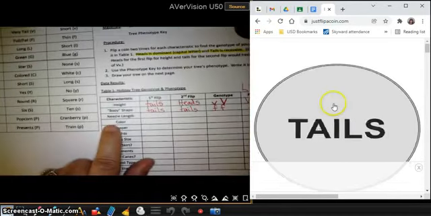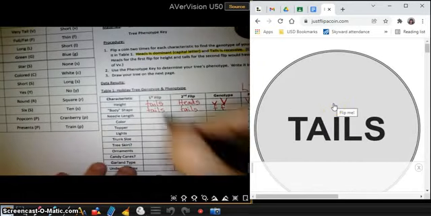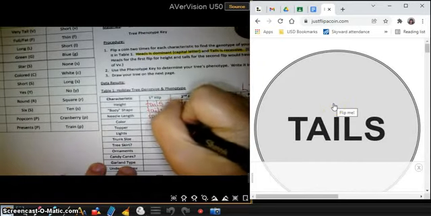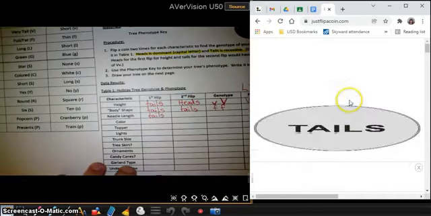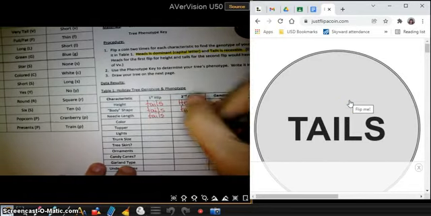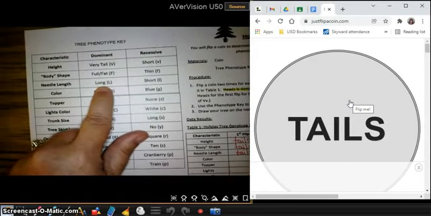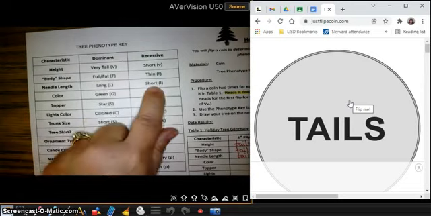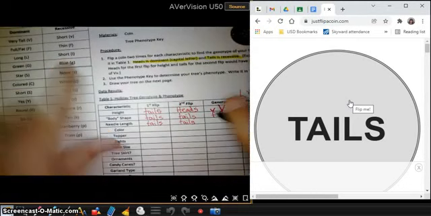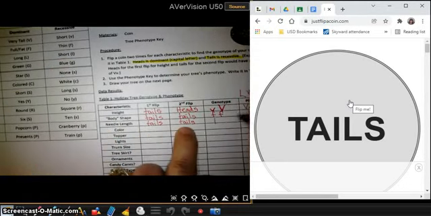Needle length, I'm going to flip the coin and I get tails. Needle length, I flip the coin and I get tails again. So I have two recessive traits. I've got to go over here to find, capital L would be dominant for long needles. Little l is recessive for short needles. So I have a recessive trait and a recessive trait. And that means that my needle length is going to be short needles.